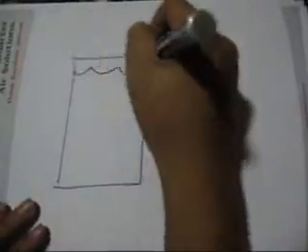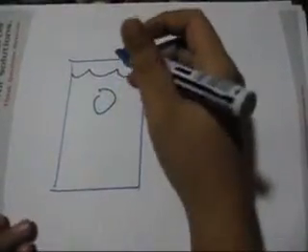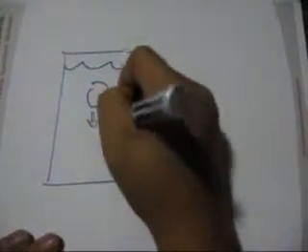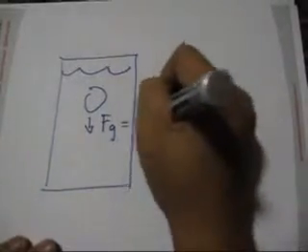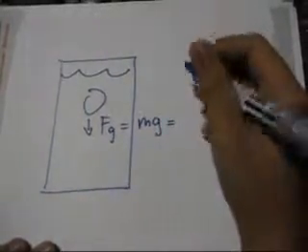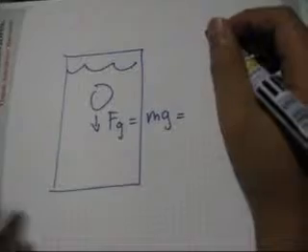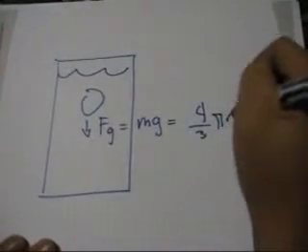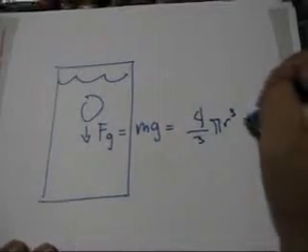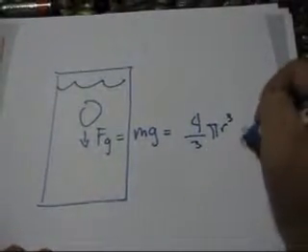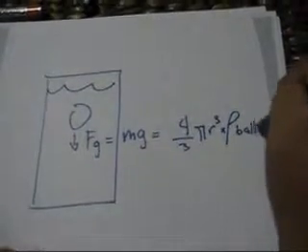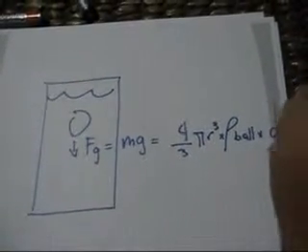Now, as we drop the marble, there are three forces that act upon it. First is the force of gravity. This is equal to mg, which is also equal to 4/3 pi r cubed multiplied by the density, which we call p, of the ball, multiplied by the gravitational constant g.